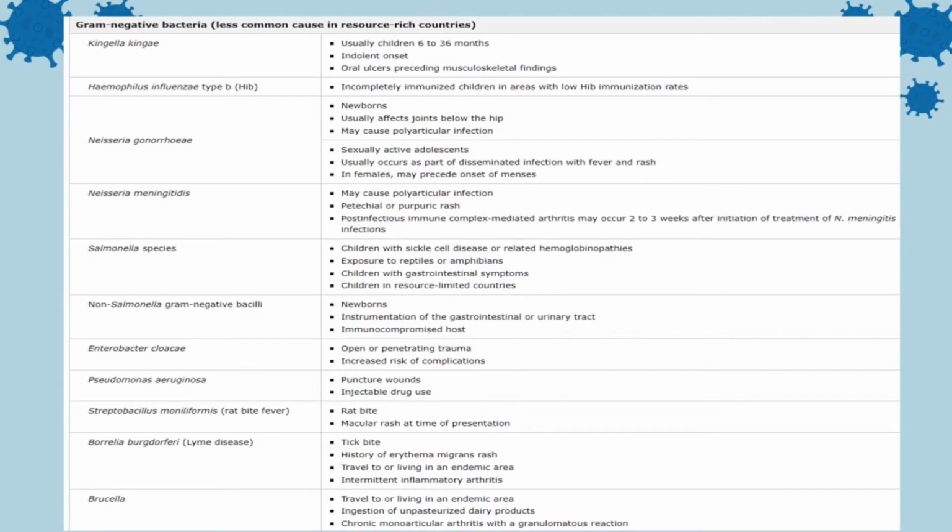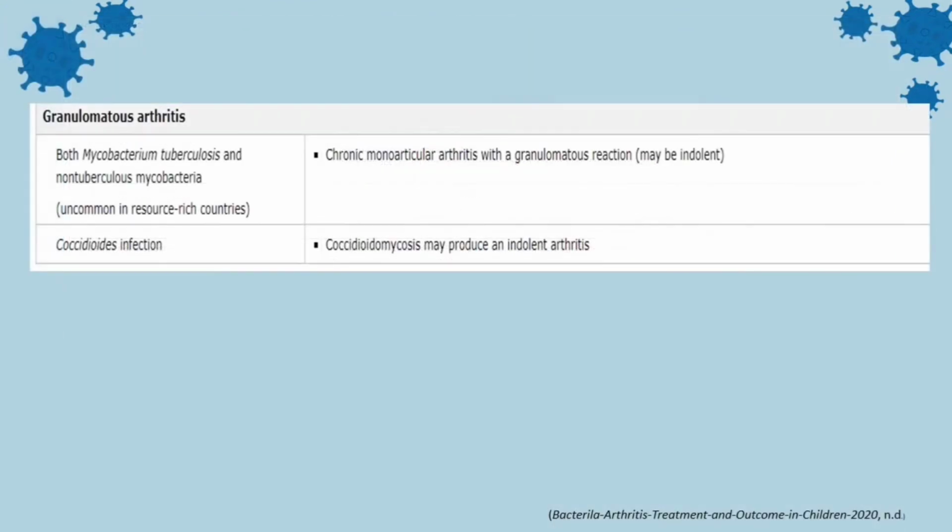Same with Borrelia burgdorferi, which is the causative agent of Lyme disease, and Brucella, which is the causative agent of brucellosis. For the granulomatous arthritis, both Mycobacterium tuberculosis and non-tuberculous mycobacteria cause chronic monoarticular arthritis with granulomatous reaction. Same with coccidioides infection, may cause coccidioidomycosis and produces an indolent arthritis.